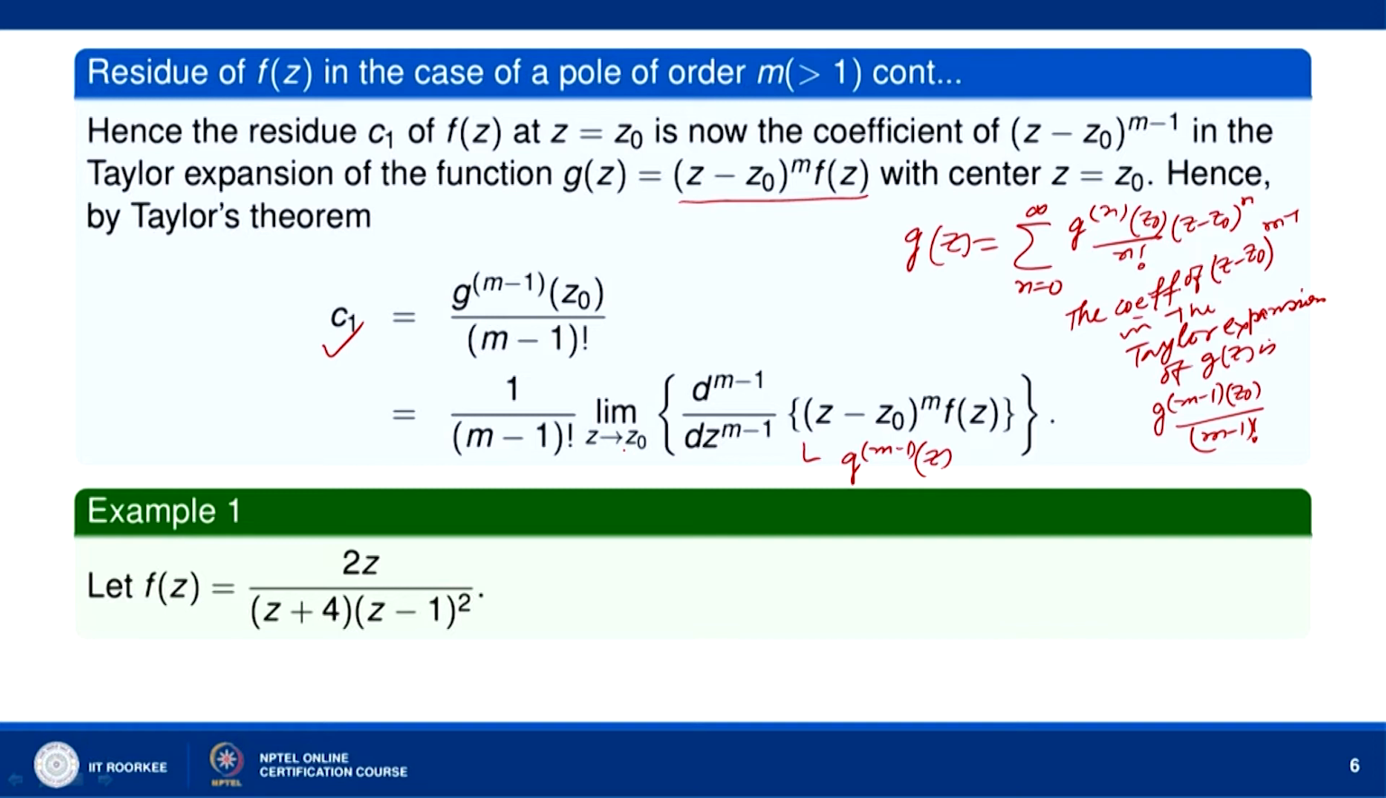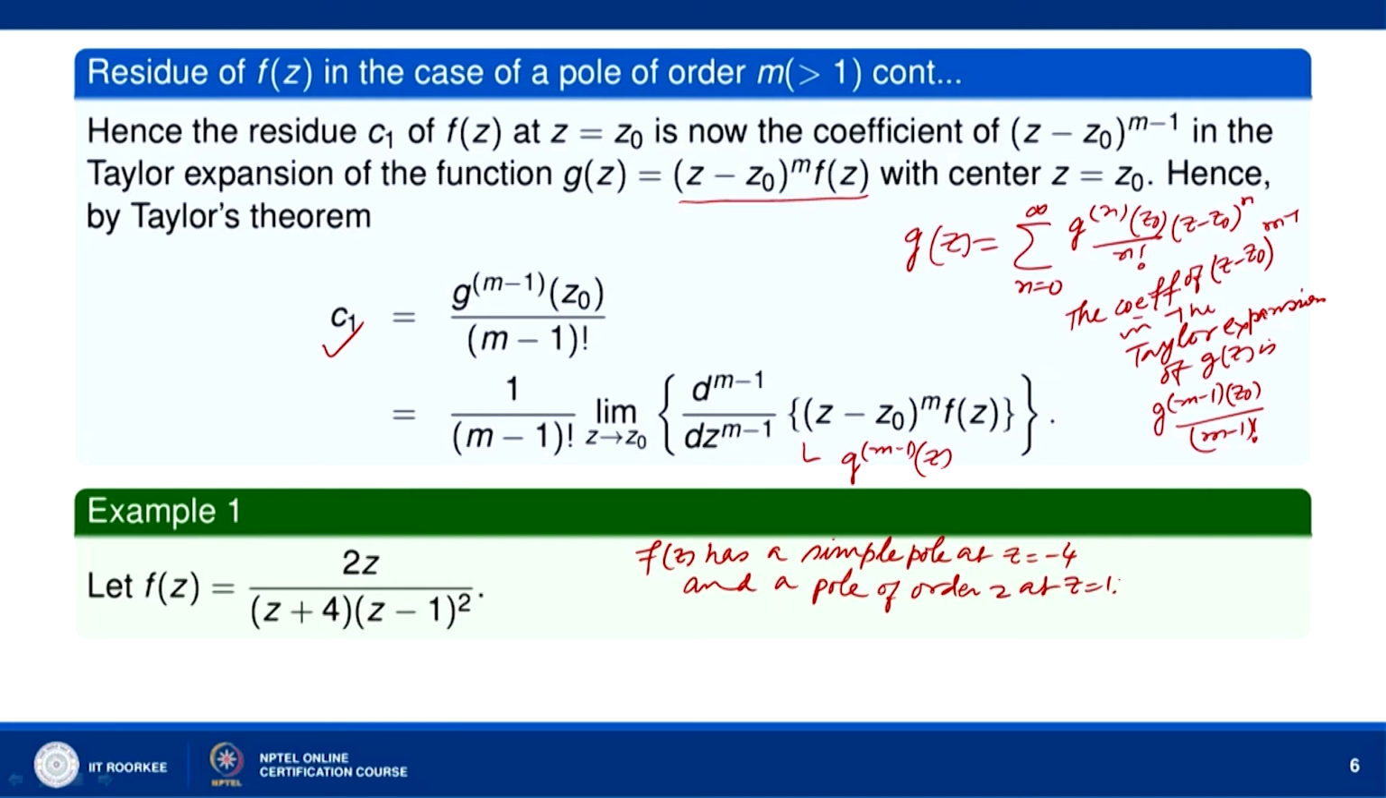Now, let us consider this function f(z) equal to 2z over (z plus 4) into (z minus 1) whole square. Then you can see that f(z) has a simple pole at z equal to minus 4, and it has a pole of order 2 at z equal to 1.